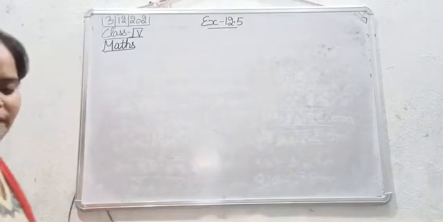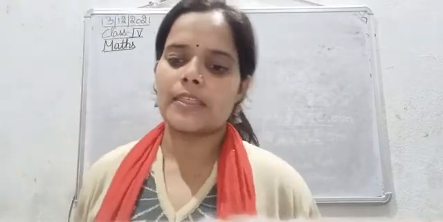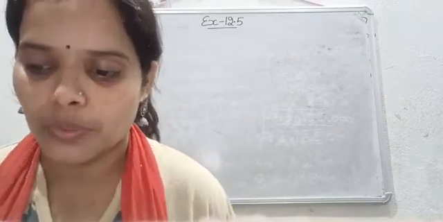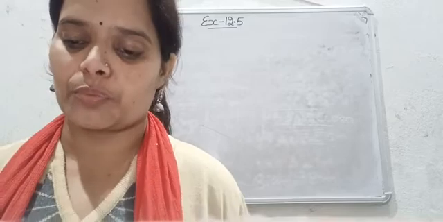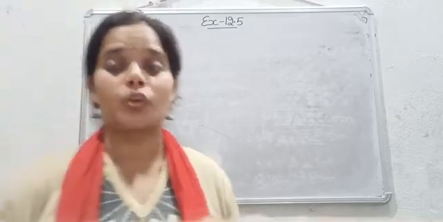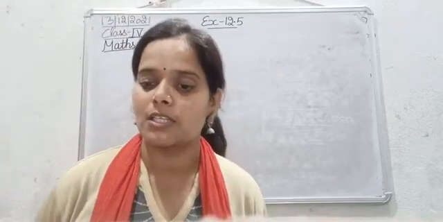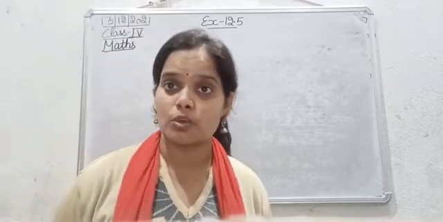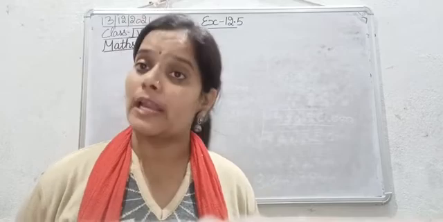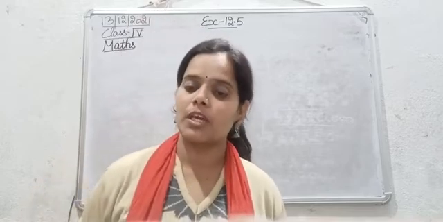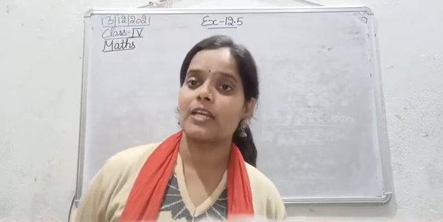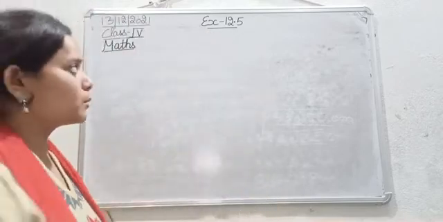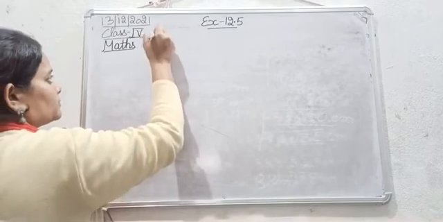Question number 11 is, the length of a rope is 30 meter 80 centimeter. How much will be the length of 18 such ropes? Okay, so the length of one rope is given, that is 30 meter 80 centimeter, and we need to find the length of 18 such ropes. One is given, we need to find for more. So for that we will do the multiplication.